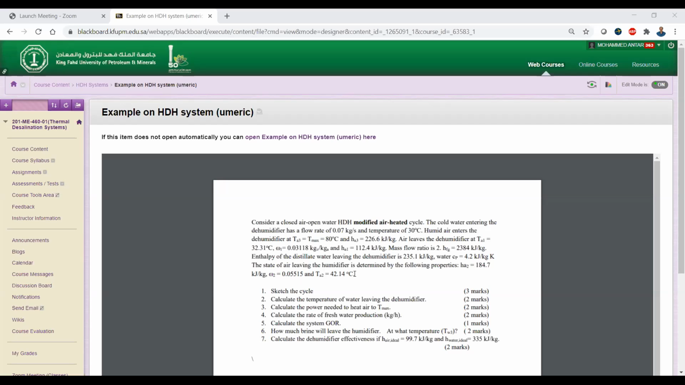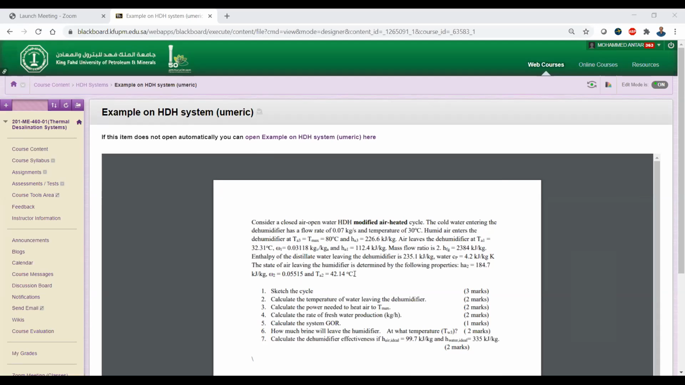It says consider a closed air open water HDH modified air heated cycle. So remember that the air cycle is closed, the water loop is open, and it is a modified air heated cycle. What does modified air heated cycle mean? It means that we are locating the heater after the air leaves the humidifier.